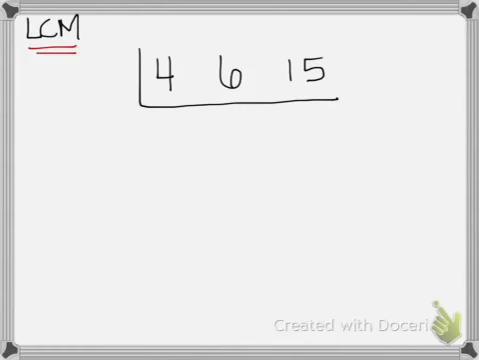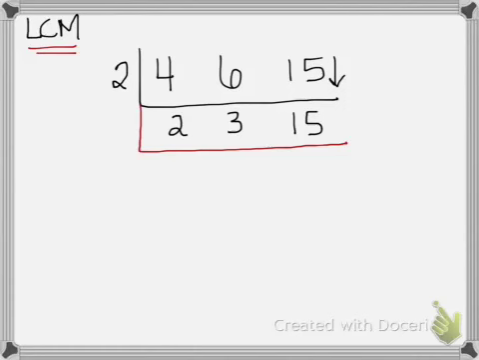Okay, let's see what we can do next. So remember, I want all of these to be 1s, so I'm just going to keep working with the number on the left. So I'm going to divide this by 2. 2 divided by 2 is 1. 3 cannot be divided by 2. Well, it can be, but not for our purposes here. So our 3 comes down, and 15 comes down.